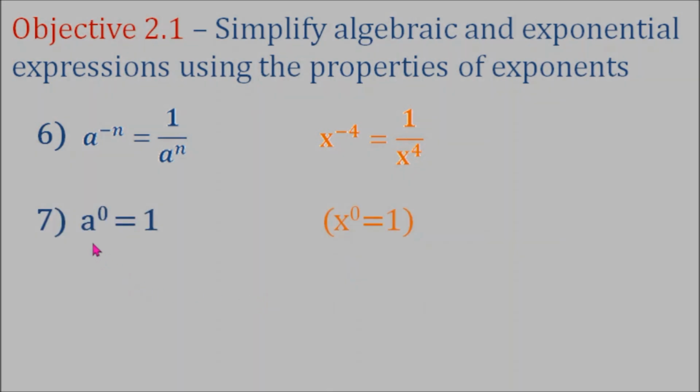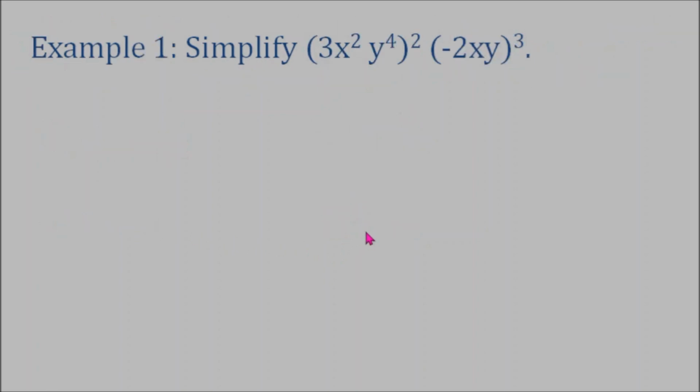Number 7, a to the power of 0 equals 1. So that's any number except 0 raised to the power of 0 is equal to 1. For example, if we have x to the power of 0, that's 1. Now, let's simplify algebraic expressions using the properties of exponents.